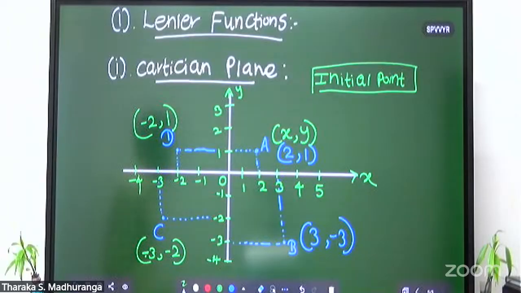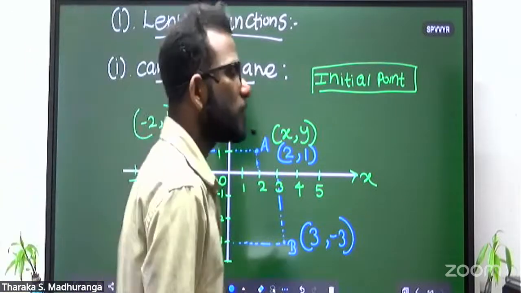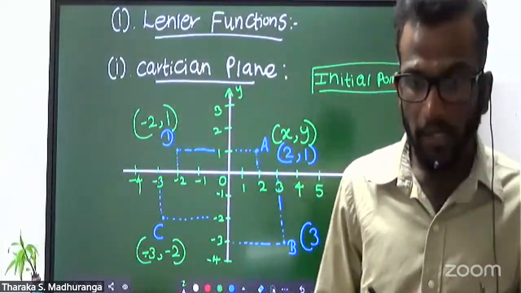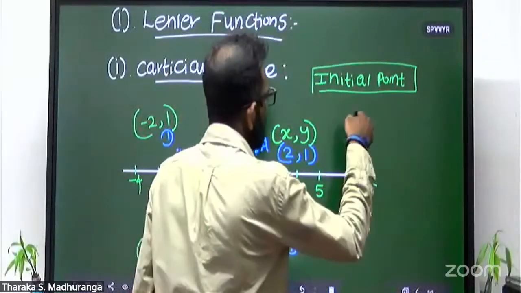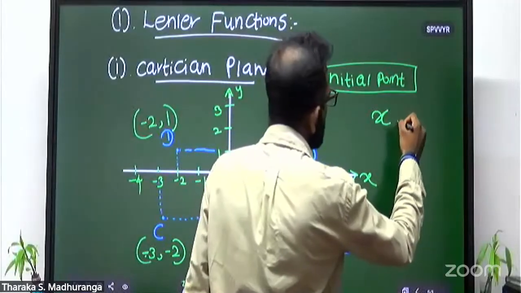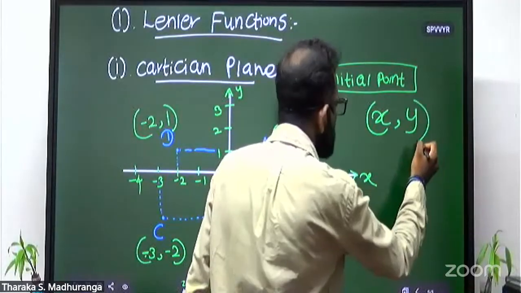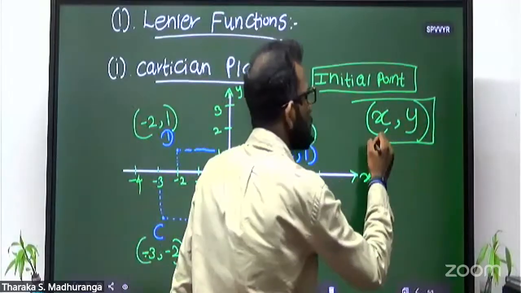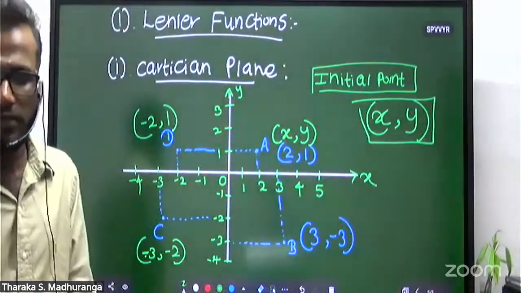With brackets. Brackets are compulsory. X coordinate value first and y coordinate value second, with brackets. Okay, then x and y. Note down this x and y with brackets. Keep note of that.